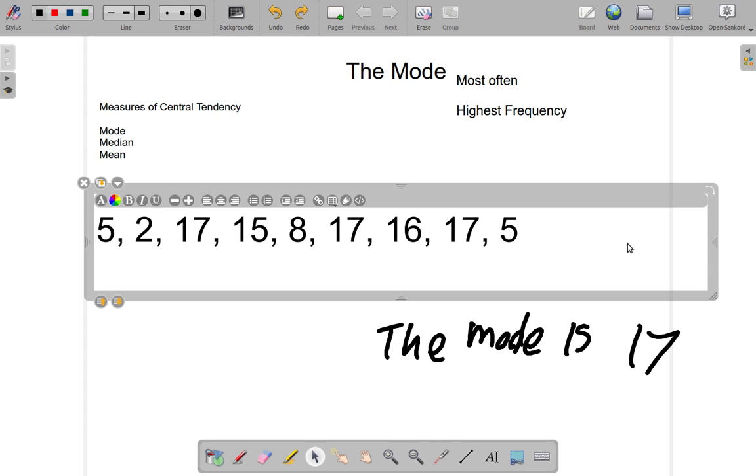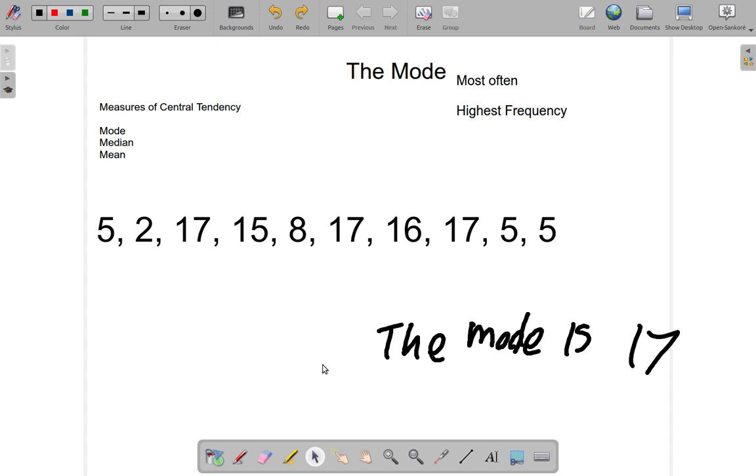Make a little adjustment again. 5. What is the mode? Let's see. I see 5, 1, 2, 3 fives. 17, I see 1, 2, 3 seventeens. 15, only 1, 8, only 1. Alright, we have a little situation here. We have 17 three times, and we have 5 three times.